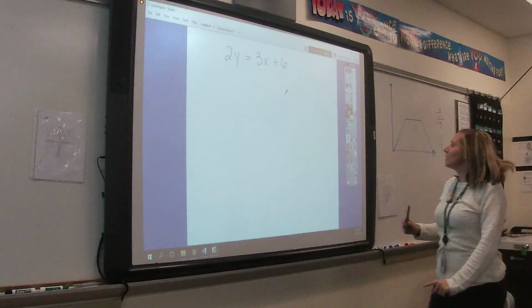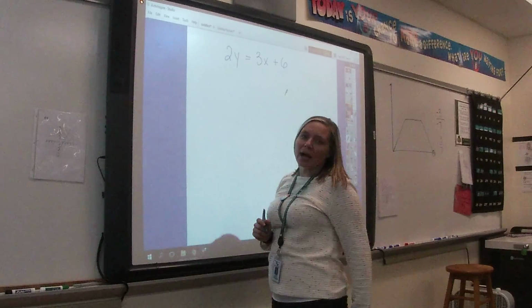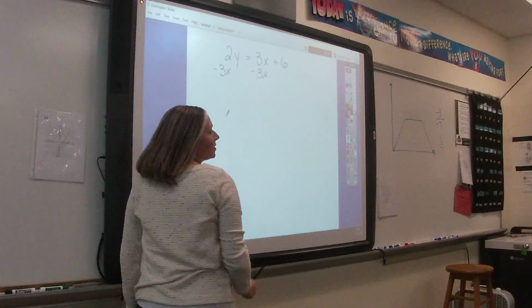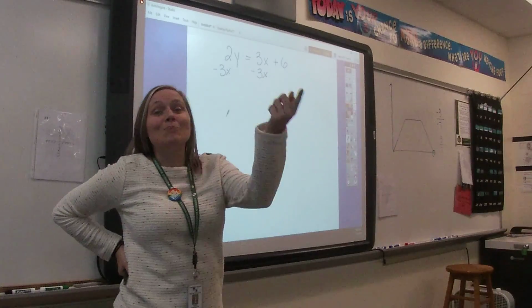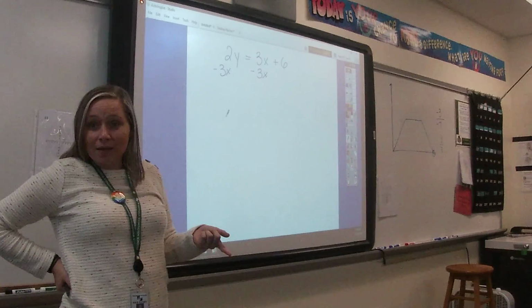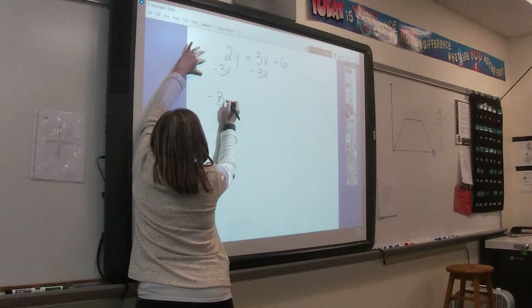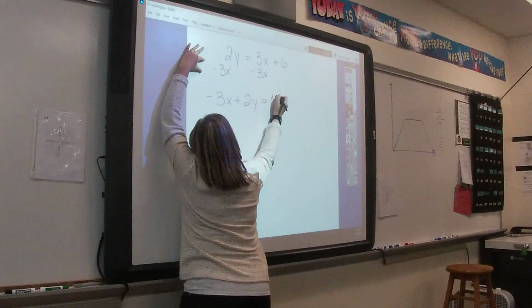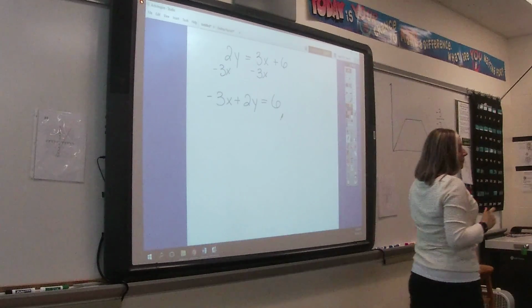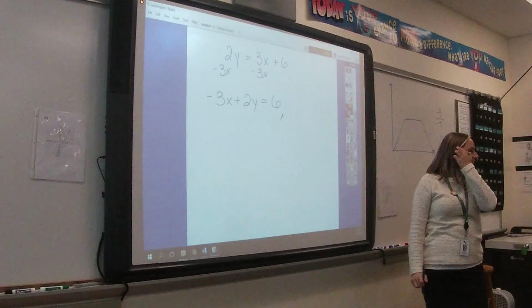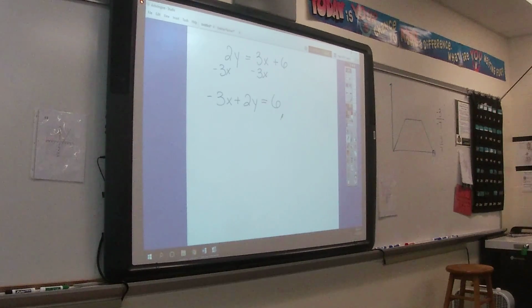Or, how do I move a positive 3x? Subtract. Why might it benefit me to move my 3x over here? Because then you can do this. Go backwards and put it in standard form? And can I combine these? No, they're not like terms. So a negative 3x and a positive 2y equals 6. And then I don't have to do the table thing. I can cover up and find my x and y intercept. Ooh! Tricky, tricky, right? I think this is bogus.